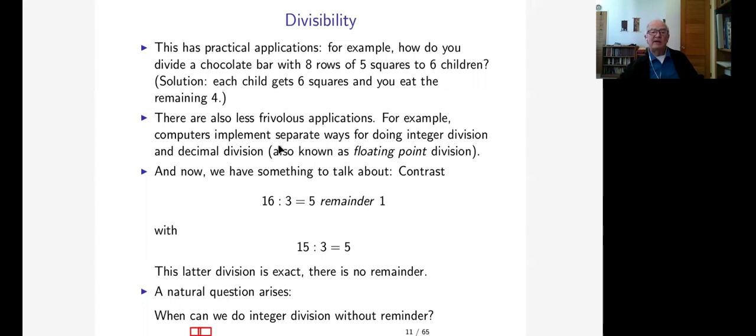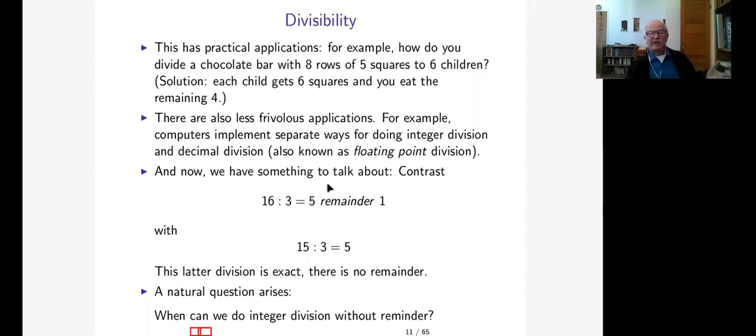But this also has important applications in computer science. In the computer chips of our computers, we have a completely different way of doing the integer division and the decimal division. The integer division is much, much simpler and faster, and the decimal division is more resource consuming for the computer. So anytime we can, we try to do integer division rather than decimal division. So if you know a little bit about computers, then this should make sense. Otherwise, never mind.